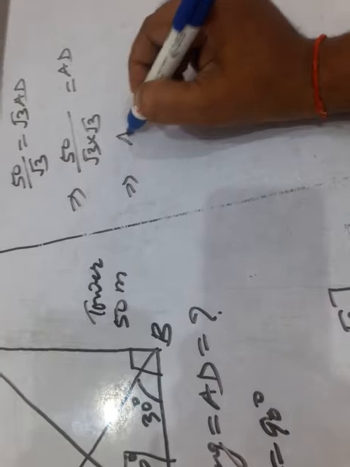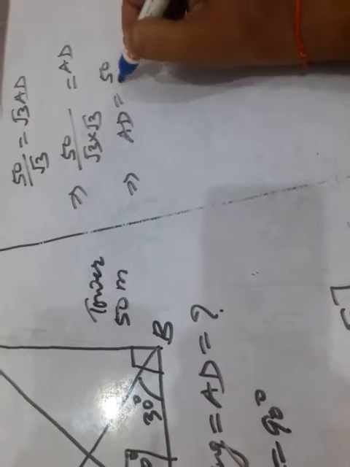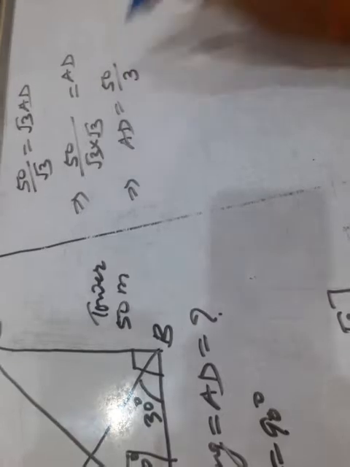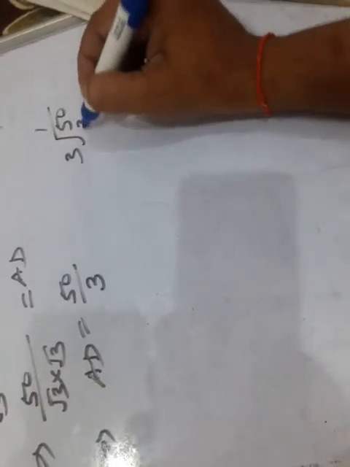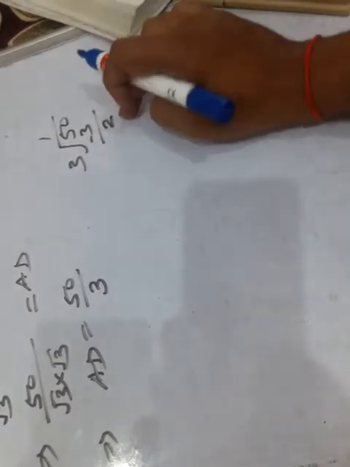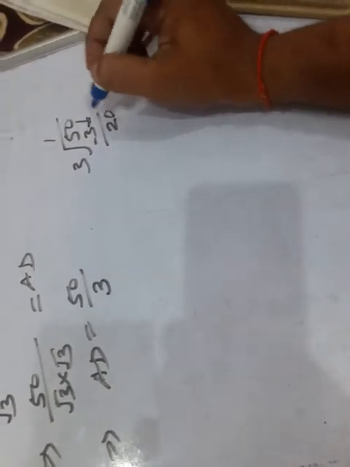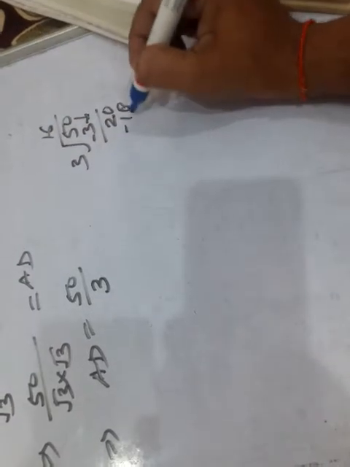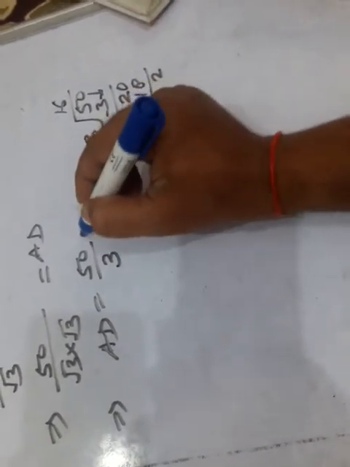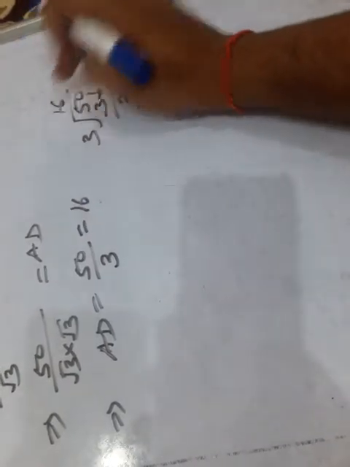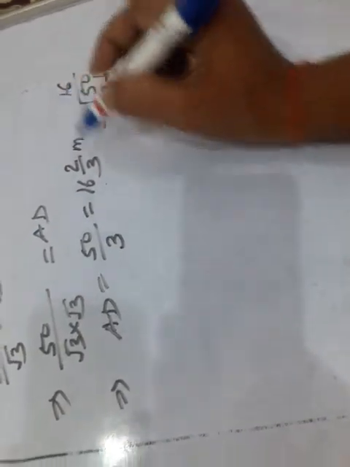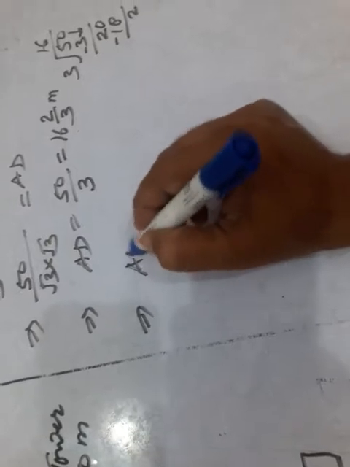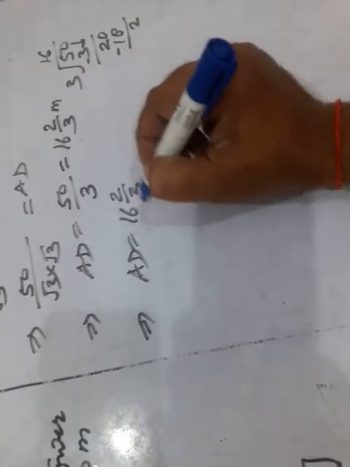This implies that AD equal to 50 upon root 3 into root 3, that is 3. This implies 50 divided by 3. Now you can divide 50 by 3. That is 3 1 ja 3 and 2 is remainder. Now this 0 is carried down, then 3 6 ja 18, that is 18 and 2, that is equal to 16. That is quotient and remainder upon divisor, 16 and 2 upon 3 meter. This implies that AD equal to 16 and 2 upon 3 meter.